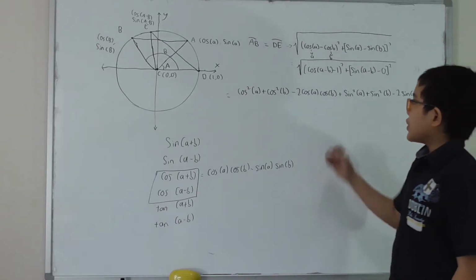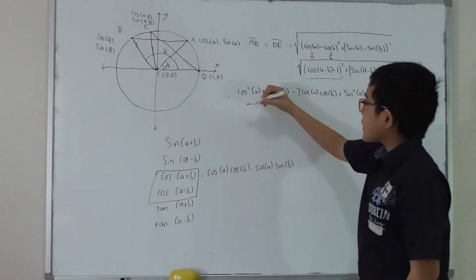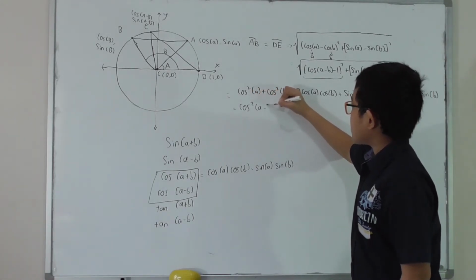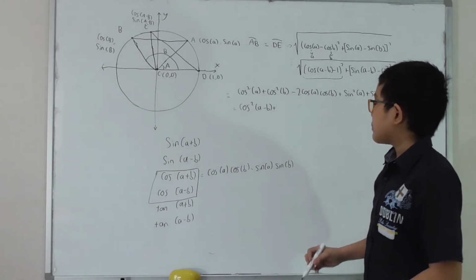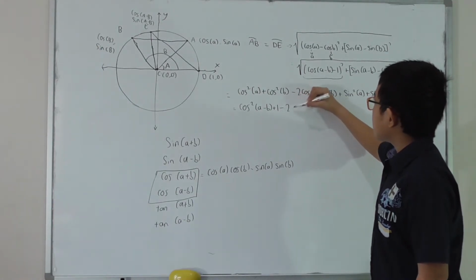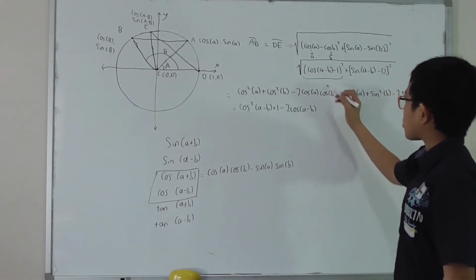And then for this expression, we can also use the same way. It's going to be equal to cosine squared of A minus B, and then we're going to add 1 squared, which we can simplify as 1 only. And then we're going to put minus 2 cosine of A minus B. That's going to be this expression over here.